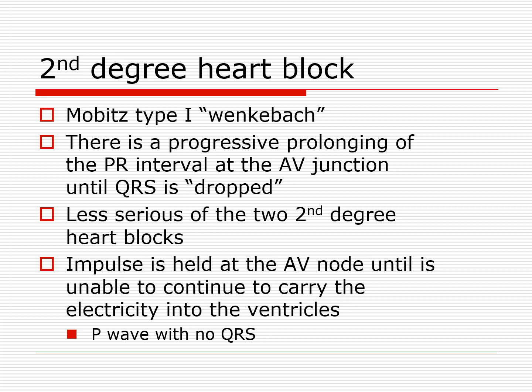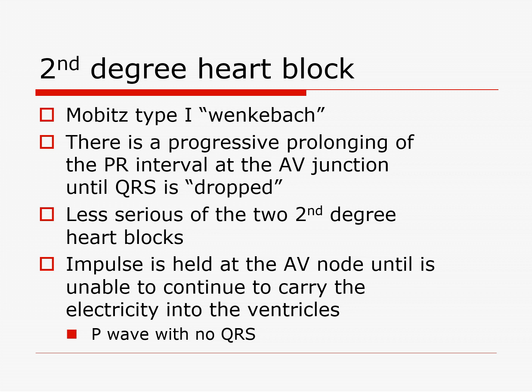All right, so we have a progressive prolonging of the PR interval at the AV junction until the QRS is just dropped. It is the less serious of the 2 second-degree heart blocks, less serious than second-degree type 2. The impulse is held or blocked at the AV node until it is unable to carry the electricity to the ventricles. So you have a P wave, but you just do not have the QRS. That's where the husband doesn't come home. There's no QRS. So some P waves basically won't have a partner.